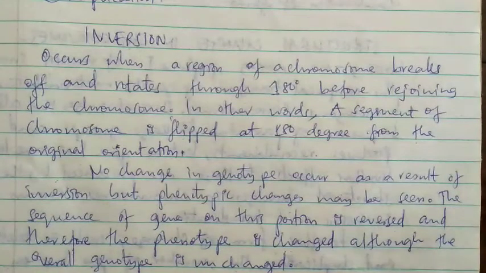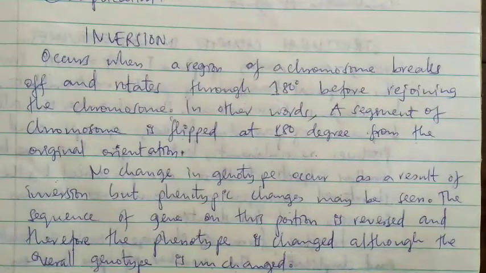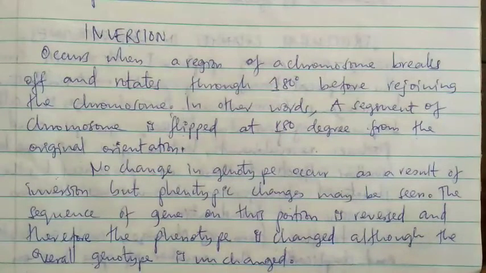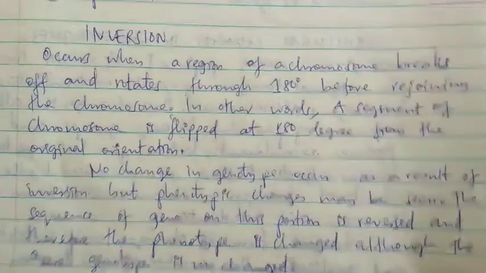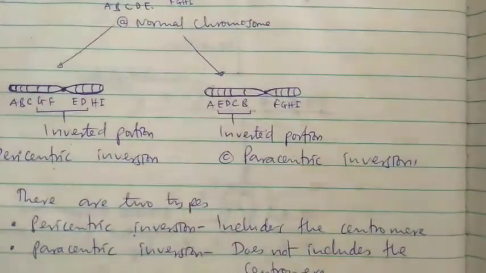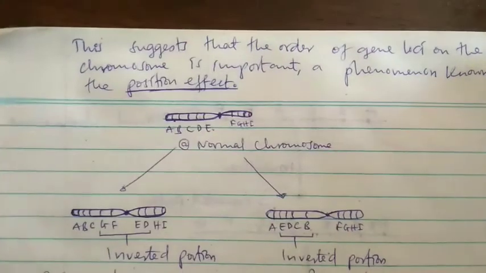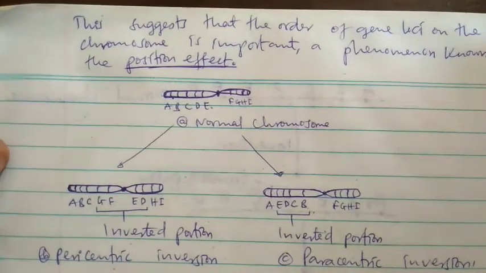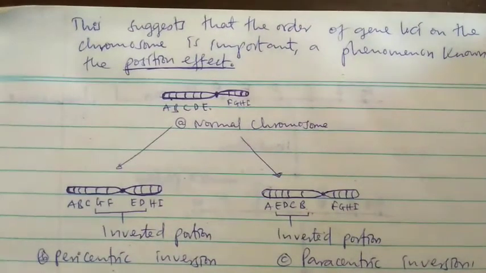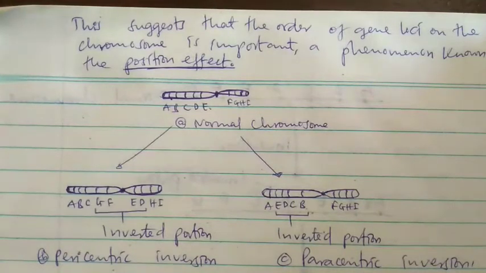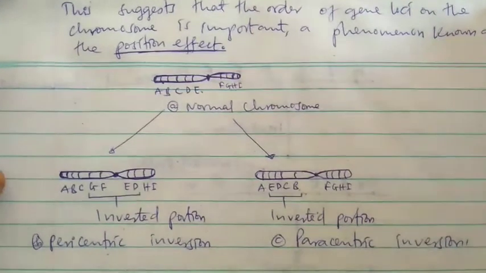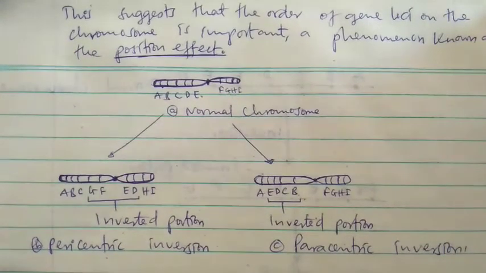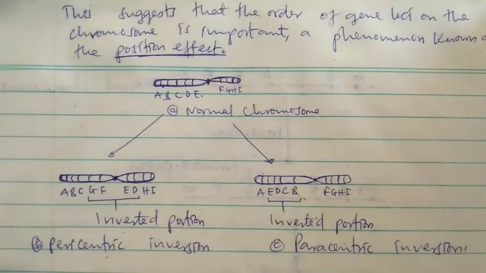No change in genotype occurs as the result of inversion, but phenotypic changes may be seen. The sequence of genes on this portion is reversed, and therefore the phenotype is changed, although the overall genotype is unchanged. The genotype of an organism is unchanged, but the phenotype can be changed. This suggests that the order of gene loci on the chromosome is important, a phenomenon known as position effect. Kwa hiyo kwamba unavobadilisha the arrangement of bases on the chromosome, pia unakuta the phenotype slightly changes. Kwa kumbe kuna kitu tunakiita position effect.